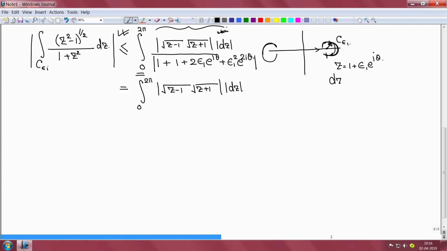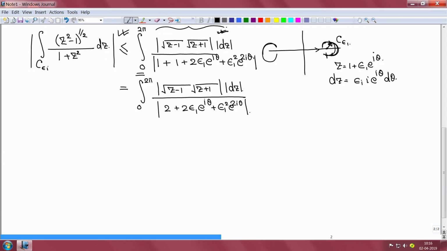And dz is equal to epsilon 1 i e to the power of i theta d theta, divided by the magnitude of 2 plus 2 epsilon 1 e to the power of i theta plus epsilon 1 square e to the power of twice i theta. Okay.